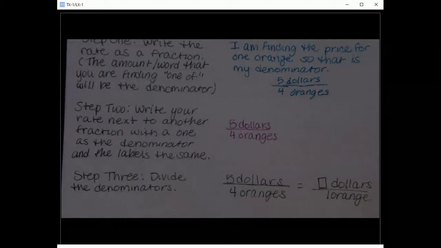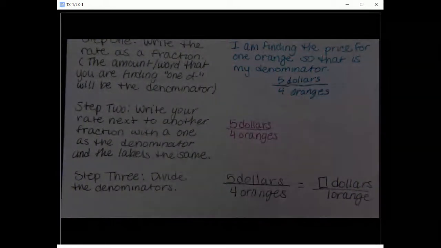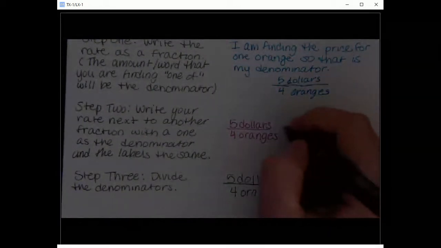So step 2 is to write your rate next to another fraction with a 1 as the denominator and the label's the same. So what we have right now is just the rate. We don't know what the amount is for 1 orange. So we're going to write that by making an equivalent fraction.